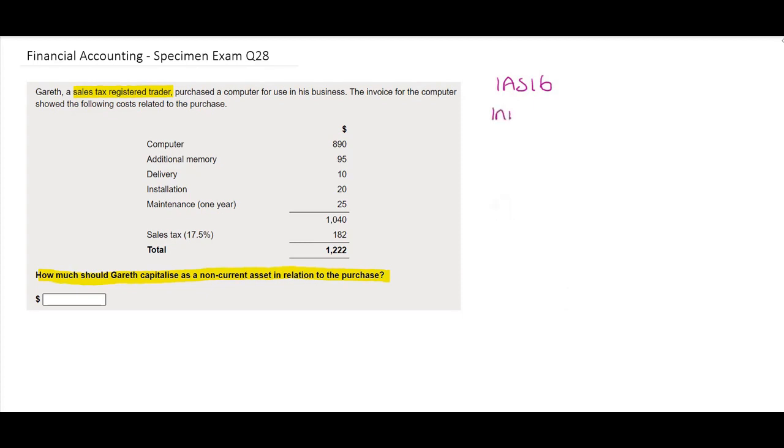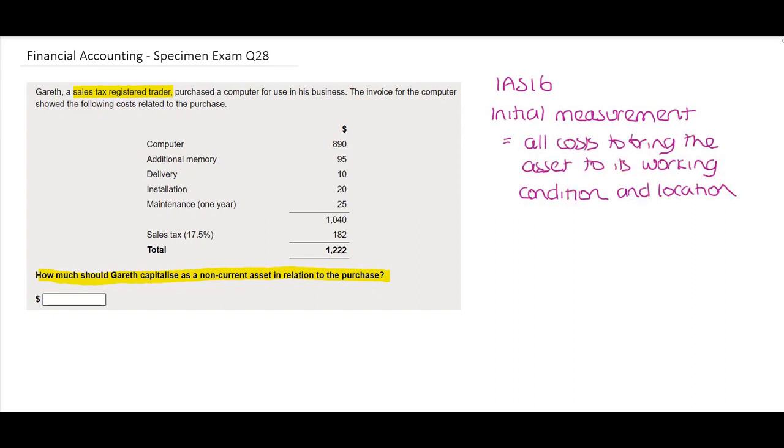The initial measurement of cost should include all costs to bring the asset to its working condition and location. For the computer to be available for its intended use, the initial cost of the computer will be allowed, along with the additional memory costs. The delivery costs will also be allowed because that brings the computer to its location, as well as the installation costs. Maintenance costs are not allowed and they should be expensed.